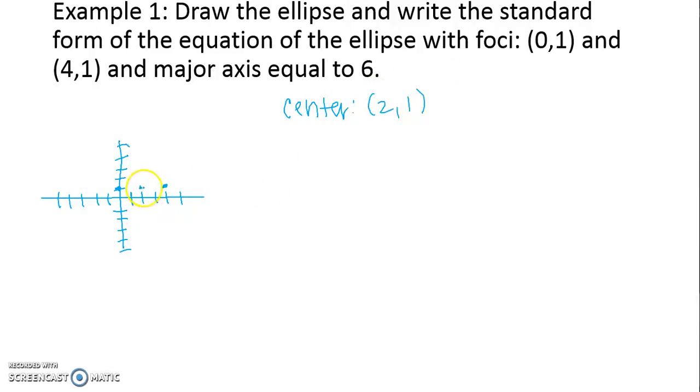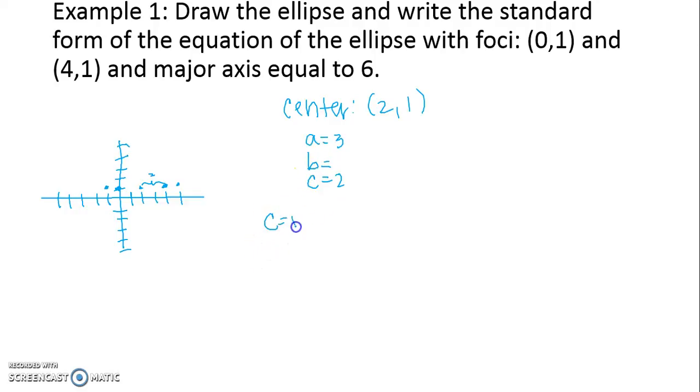And since I know the distance from my center to my foci is c, and that distance is 2, I know that c is 2. The other thing I know is that my major axis is equal to 6, which means the whole length across is 6. So from my center to one vertex is going to be 3. So I can put both of my vertices there. A is 3.